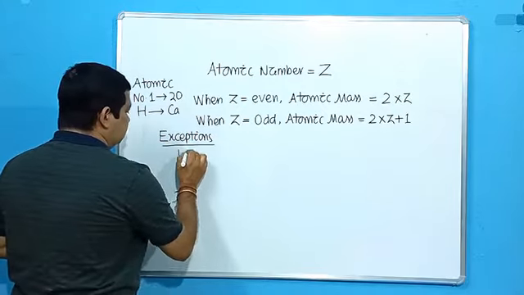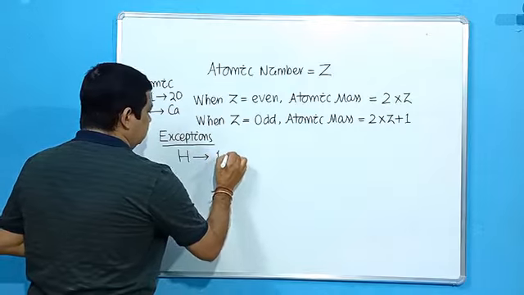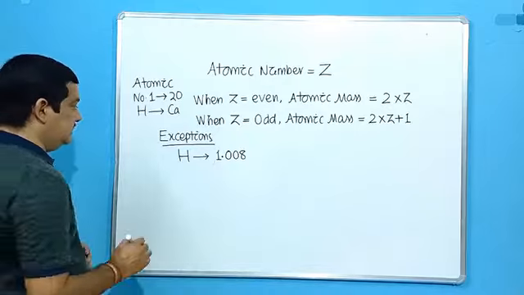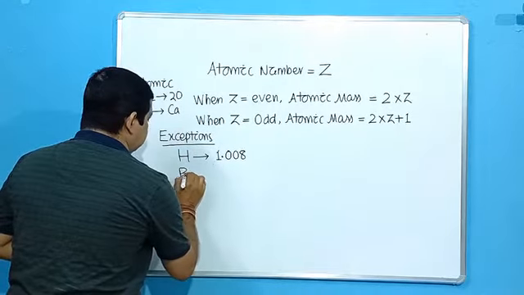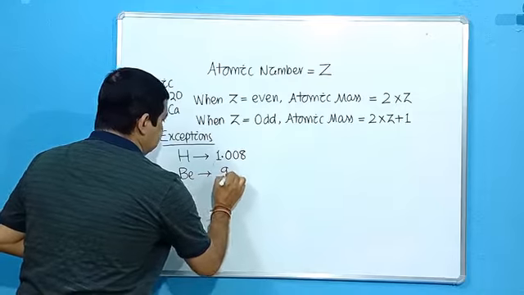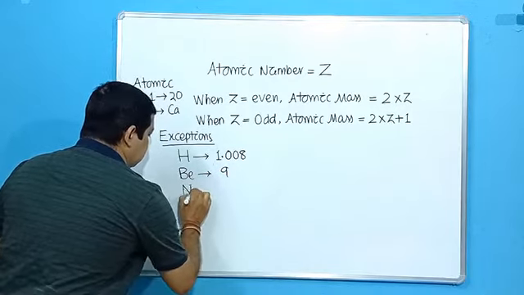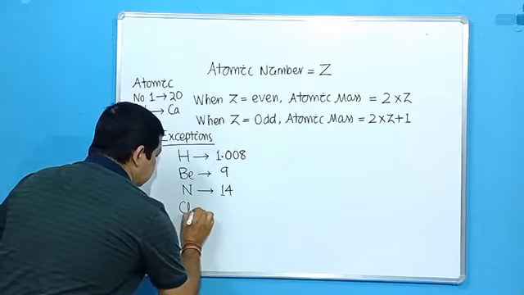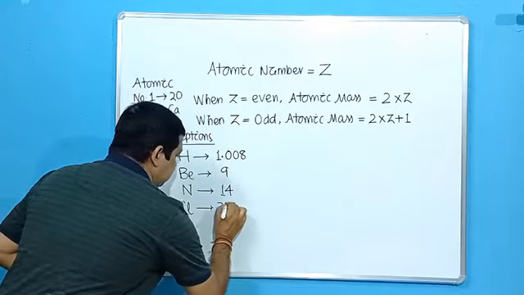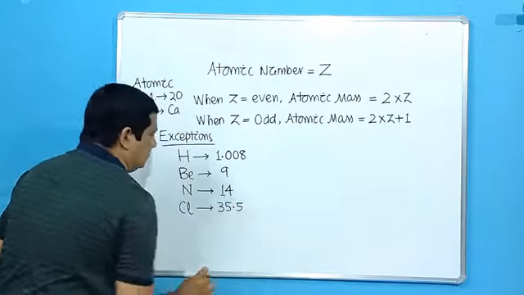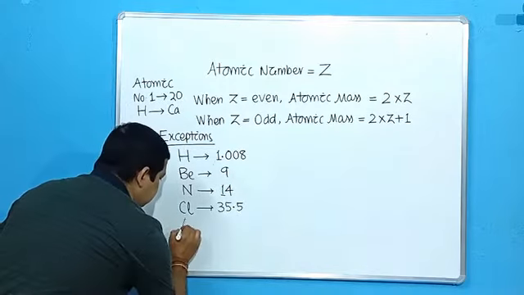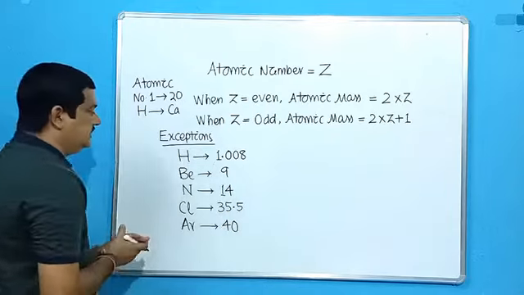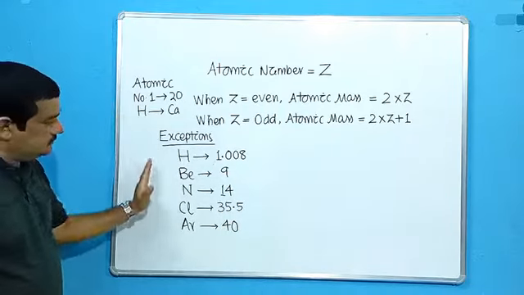Let us see what the exceptions are which do not fit into this formula. First one, hydrogen. You have to remember atomic mass is 1.008. Hydrogen atomic mass is 1.008. Then beryllium atomic mass is 9. Then nitrogen atomic mass is 14. Then chlorine atomic mass is 35.5. I have already told you why it is 35.5 in the last class. Then argon is 40. That means out of these 20 you have to remember these 5 only.